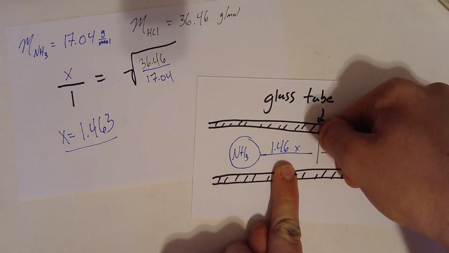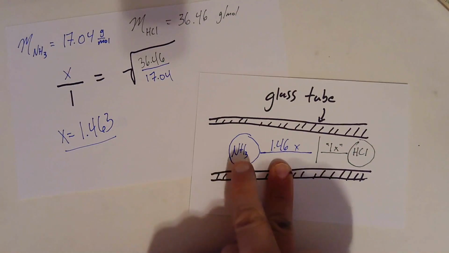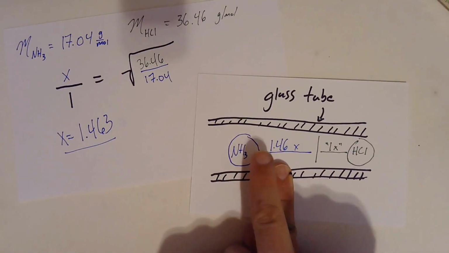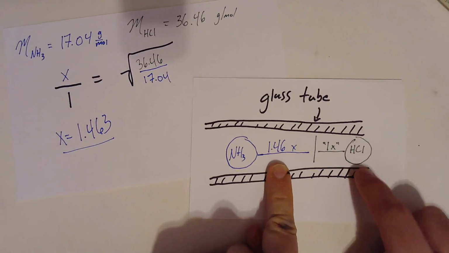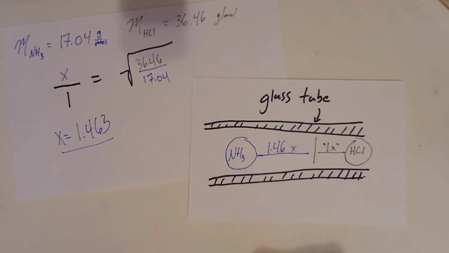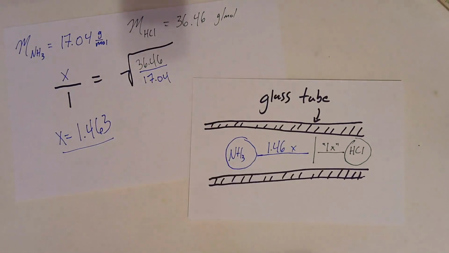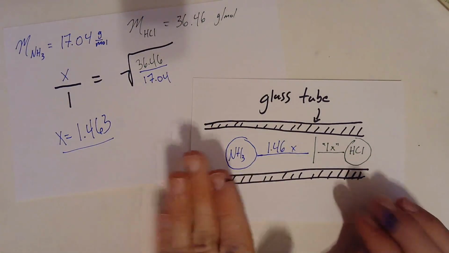So we'd predict the white smoke would form farther away from the NH3 and about 1.5 times the distance it would be from the HCl. That sounds like something we could go test. So let's head over to a laboratory and watch a couple videos of this reaction and see how we did.